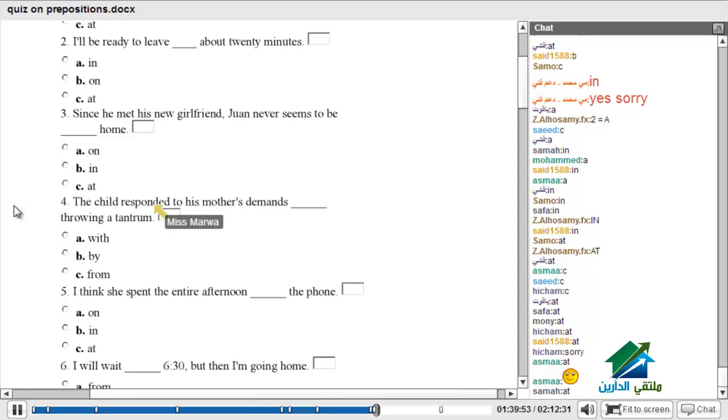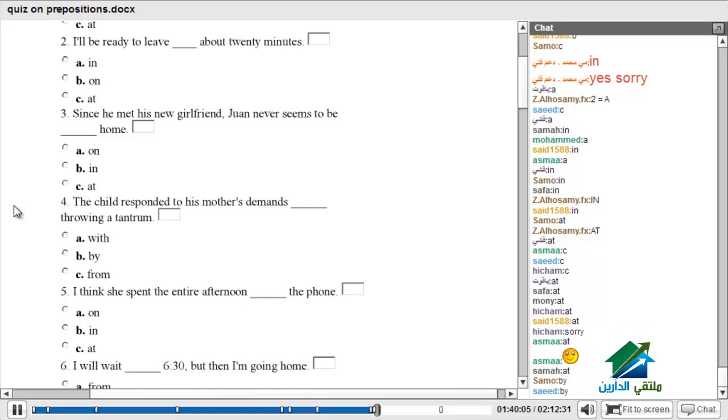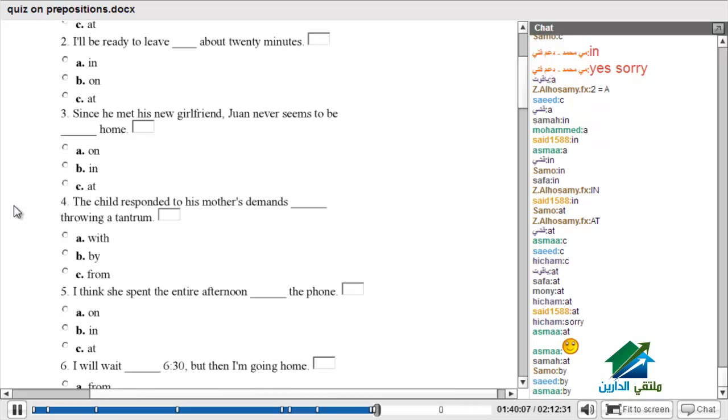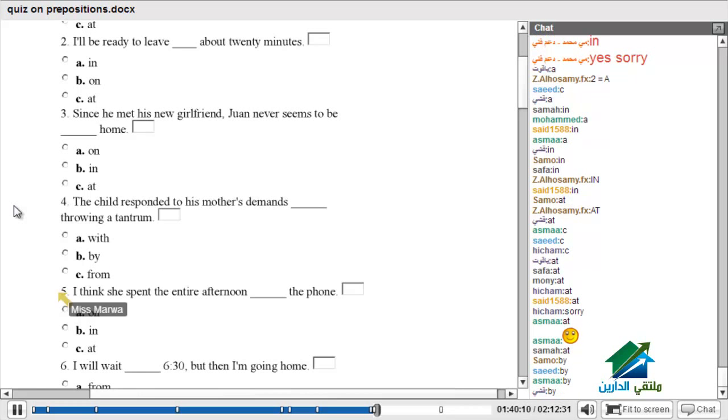The child responded to his mother's demands by throwing a tantrum. With, by, from? Number 4. By. Excellent. This is the right answer.